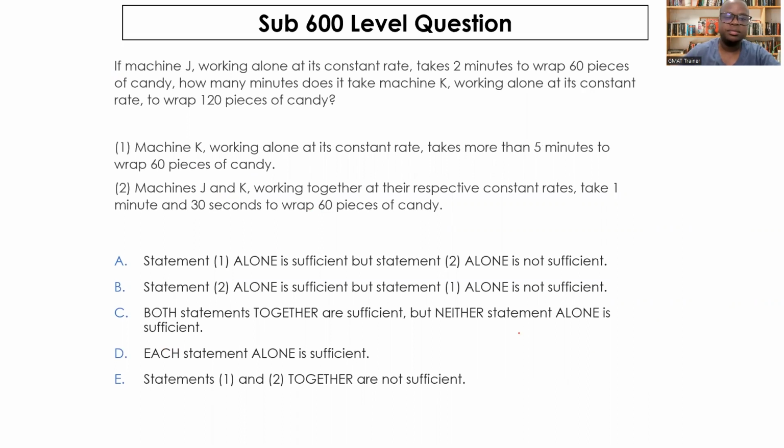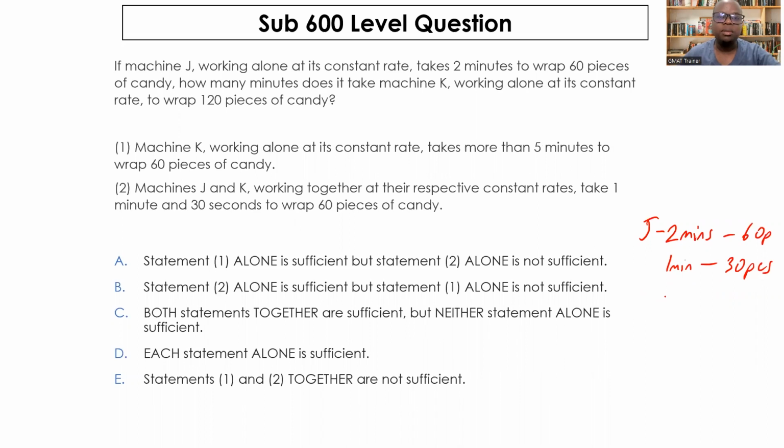So we have J, which takes 2 minutes for 60 pieces of candy. That means that in 1 minute, it does 30 pieces of candy. You can just divide. Again, in 60 seconds, we can say half of the wrap is done. So the rate for J is either 30 pieces per minute or half a wrap per second. That is the rate for J.